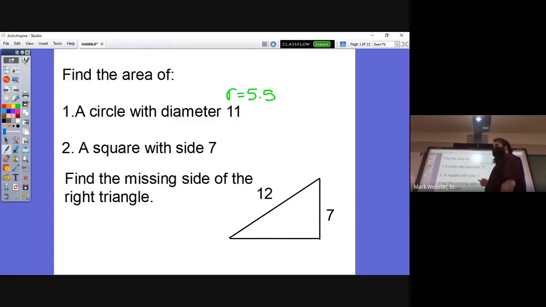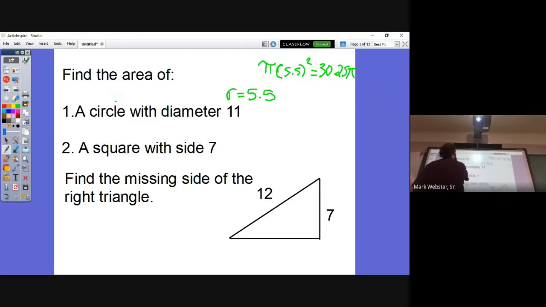Now we're just going to do pi r squared. So 5.5 squared. I should probably get a calculator, huh? 30.25. Thank you. That saved me from having to do it. Appreciate you. So square r and put a pi on it, right? So pi times 5.5 squared. Well, 5.5 squared is 30.25 pi. So our answer here, 30.25 pi. Notice I'm just leaving it in terms of pi.